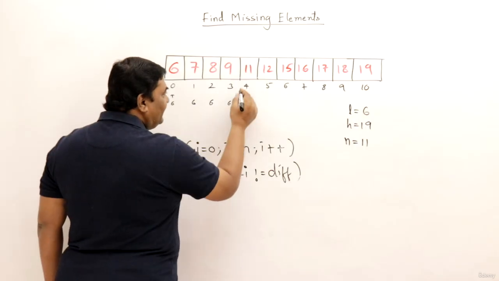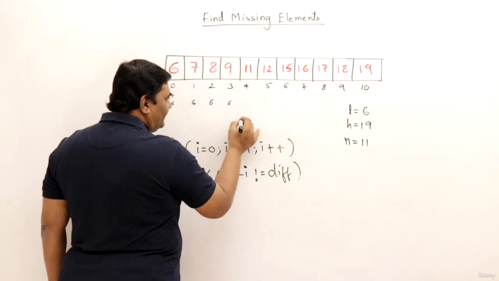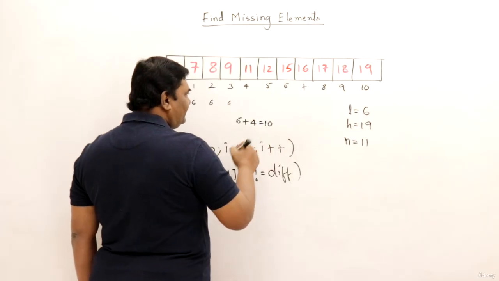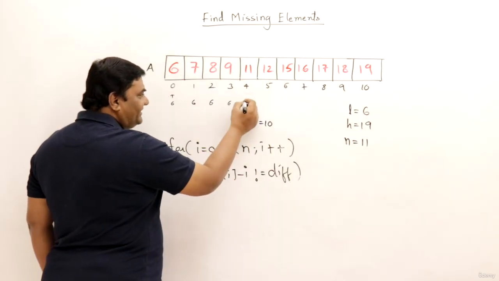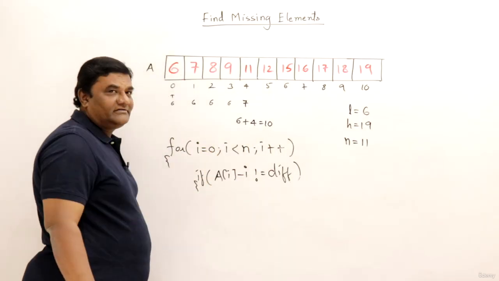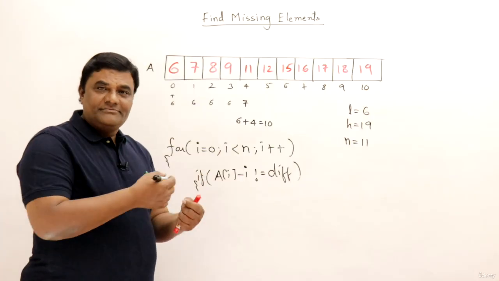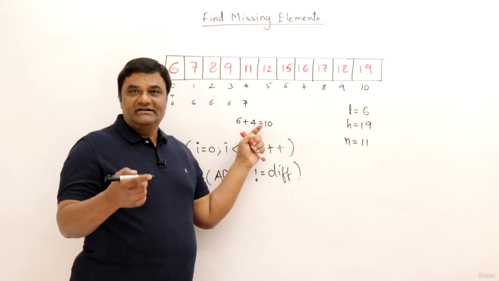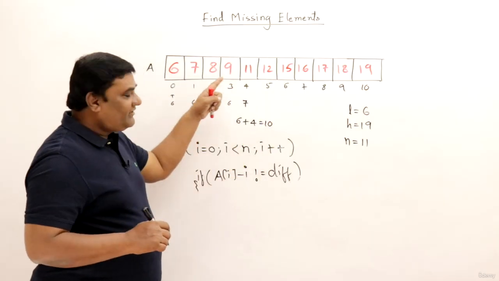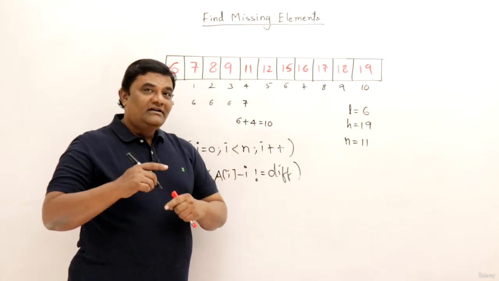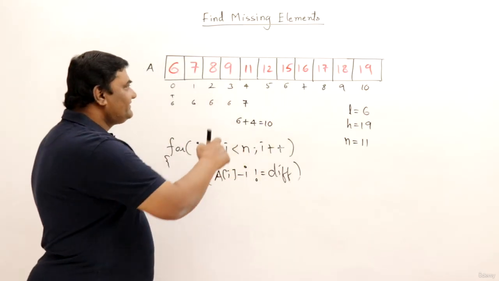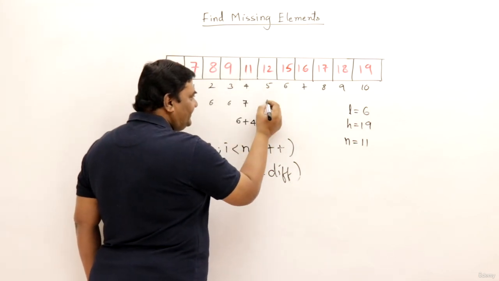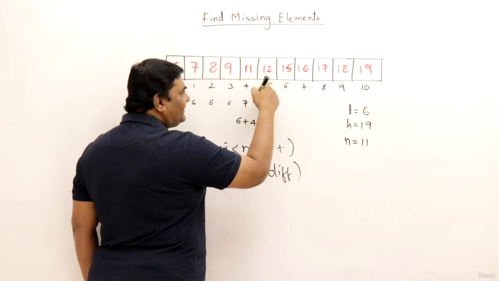What is that element? Difference is 6 and the index is 4. So the missing element is 10. But the new difference is 7. Yes, so I can know the missing element by taking the index as well as the difference. So I'll get the number 10. So 10 is missing, and from here onwards the difference has changed. That is 11 minus 4 is 7. Okay, continue. Next, difference is 7. Okay, continue.